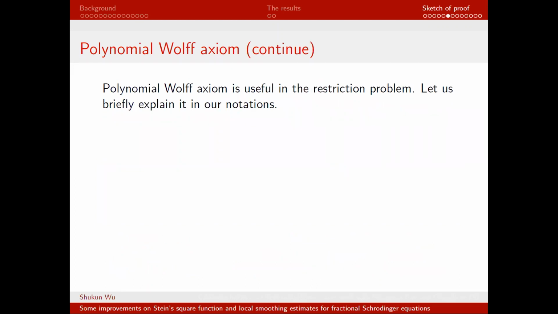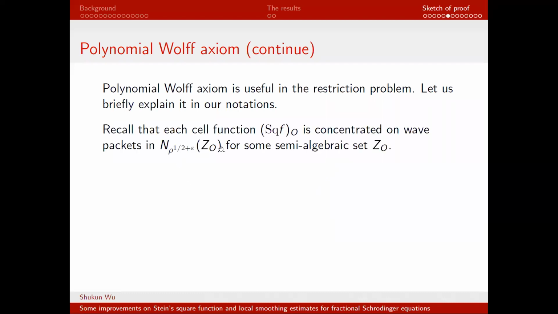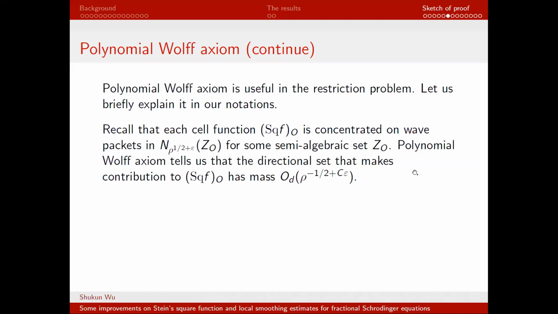Polynomial Wolff axiom is very useful in restriction problem. Let's briefly explain it in our notations. So recall that each of our cell function is concentrated on wave packets in this same neighborhood of some variety Z. And polynomial Wolff axiom basically tells us that the directional set that makes contribution to this cell function has mass roughly rho to the negative half.